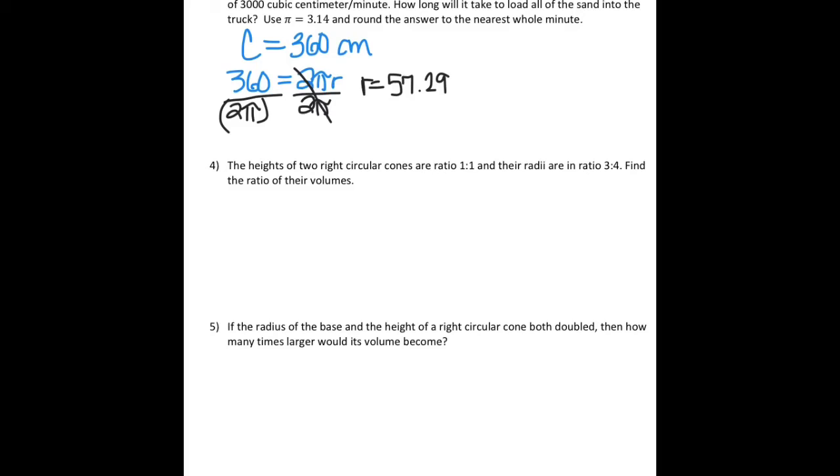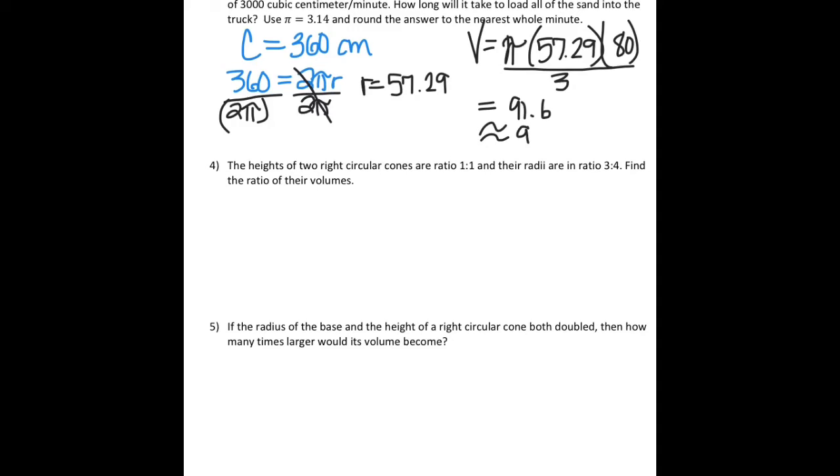All right, so that is the radius of the cone-shaped pile of sand. Now I'm going to use that to find the volume of the pile of sand. So the volume equals pi times the radius squared times the height, all divided by 3. So when I do all of that math, I end up with 91.6, which is about 92 minutes. All right.